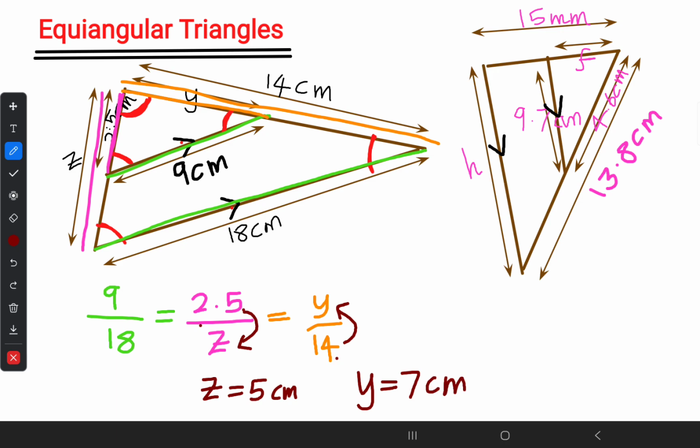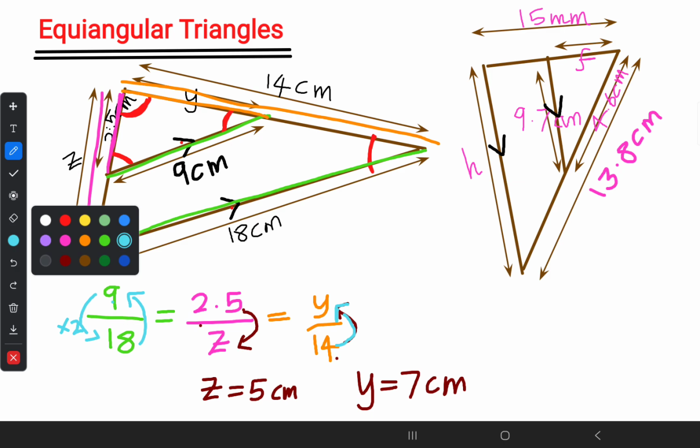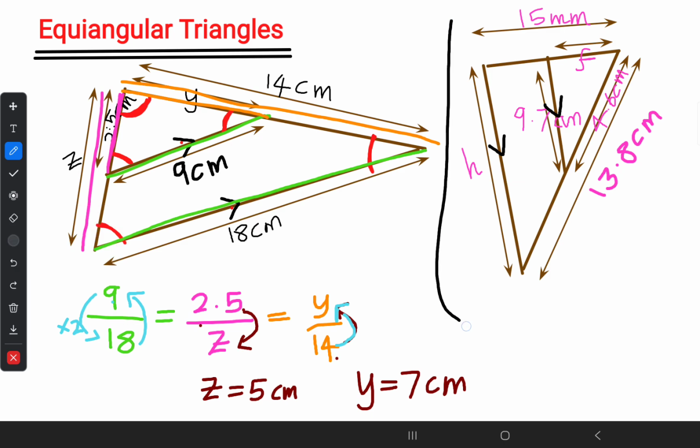I'll repeat it again. Try to analyze the ratio. Here it became double, numerator to denominator. 9 multiplied with 2 is 18. So 2.5 multiplied with 2, z is 5. And in the opposite direction, 18 to 9, 18 divided by 2 is 9. Likewise, 14 divided by 2 will give you y as 7 centimeters. That's all for the first question.